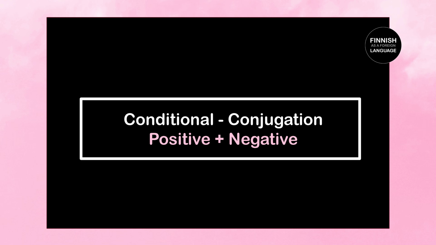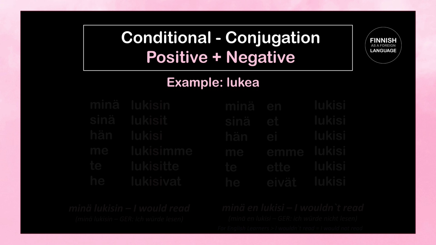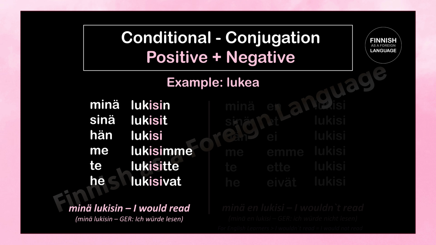Alright, we move on to chapter 3, in which we are going to learn how to conjugate the conditional for all persons in both positive and negative forms. Our example verb is lukea, which means to read. So, minä lukisin means I would read. Sinä lukisit, you would read. Hän lukisi, he or she would read. Me lukisimme means we would read. Te lukisitte, you would read, plural, and he lukisivat means they would read.